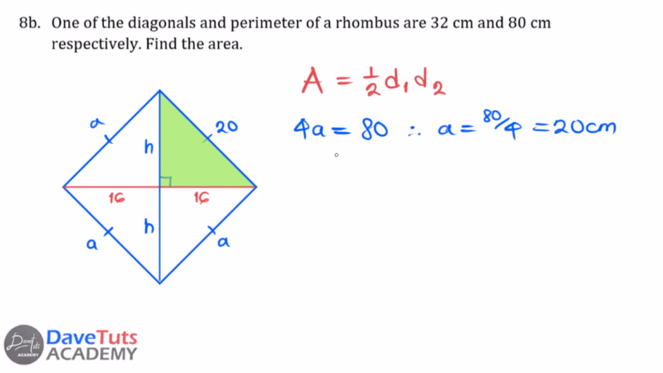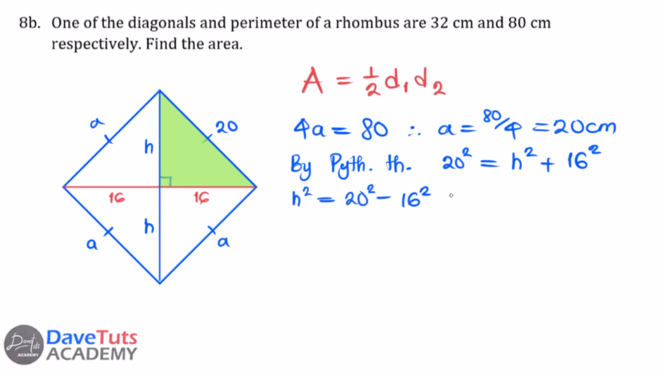So from here we can say that by Pythagoras theorem, recall this is the theorem that we actually use to evaluate the side. For this triangle, 20 square is equal to 8 square plus 16 square, and that means 8 square is going to be 20 square minus 16 square. We can use the difference of 2 squares in this case to say this is nothing but 20 plus 16 multiplied by 20 minus 16.